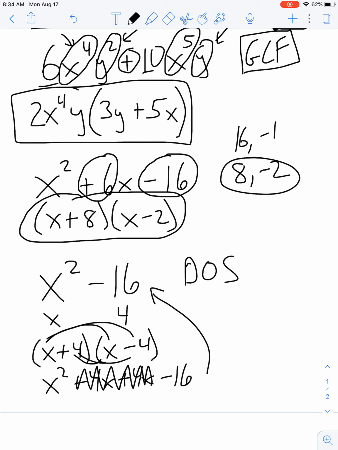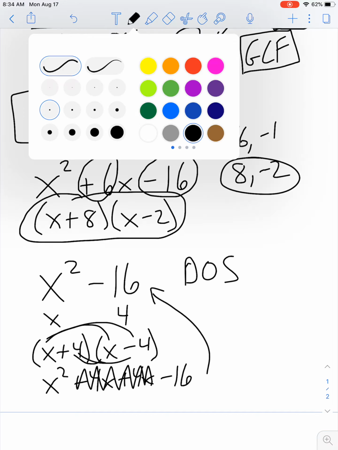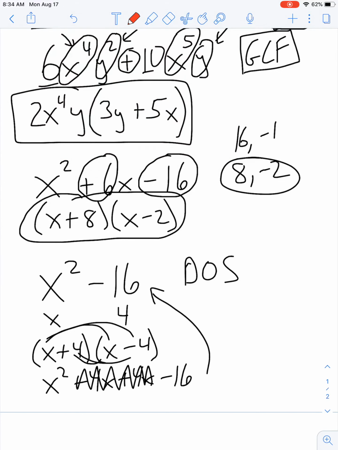A common wrong answer, I'll do this in red, because a common wrong answer, there we go. Students know to take the x and the 4, and then they just do this. They'll write x minus 4. Well, your final answer has to be equivalent to what you started with. x minus 4 is not the same as x squared minus 16, so that 100% can't be the right answer.